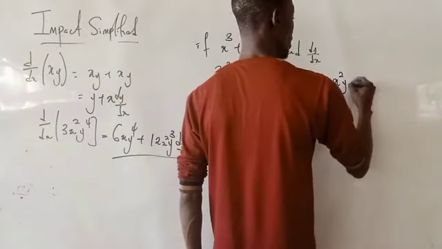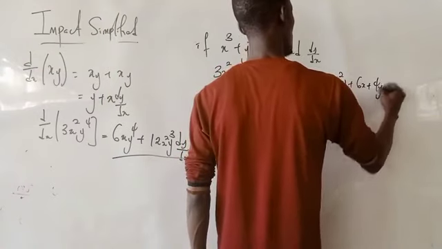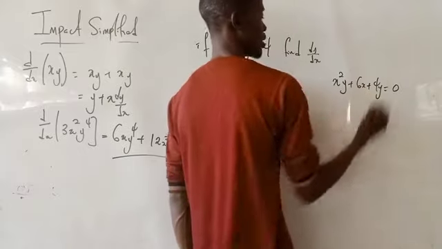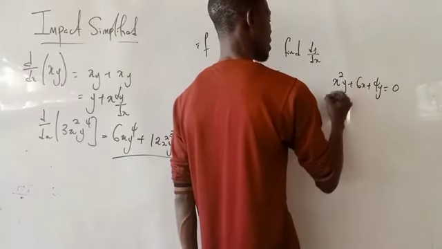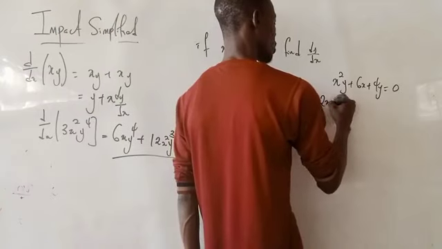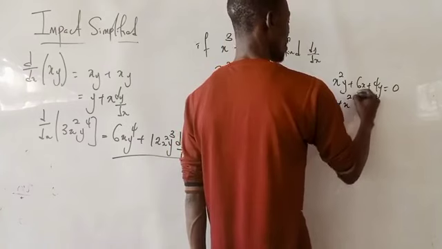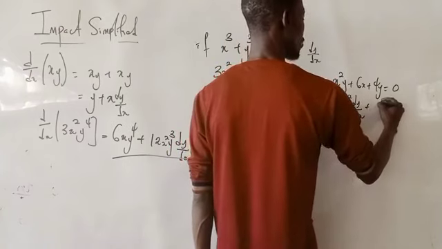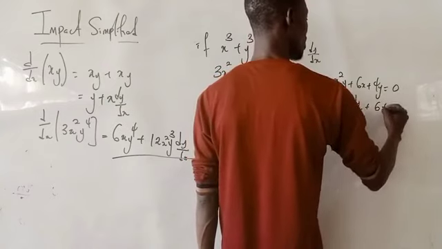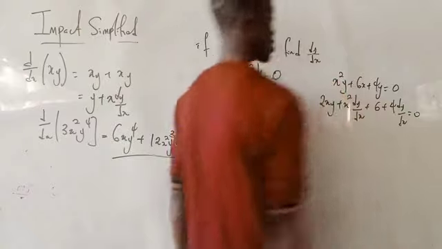So now, for instance, again, let's look at this. We have x squared y plus, let's say, 6x plus, let's say, 4y is equal to 0. They are asking us to get the value of dy/dx. Don't forget, this is a mixture of x and y. If you differentiate x squared y, we have 2xy plus x squared dy/dx. Differentiate 6x, we have 6. Differentiate 4y, we have 4 dy/dx is equal to 0.